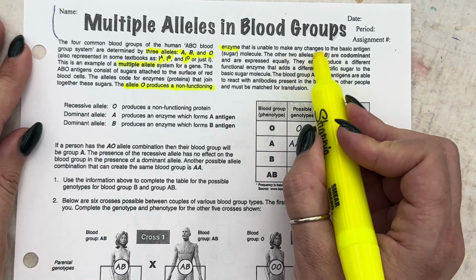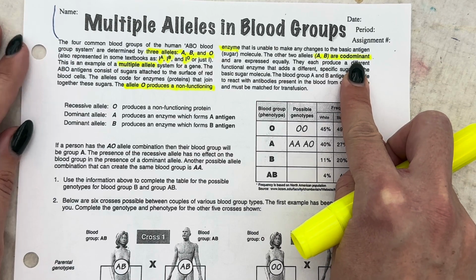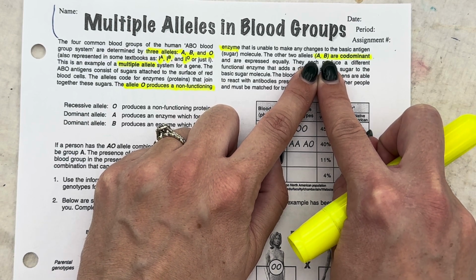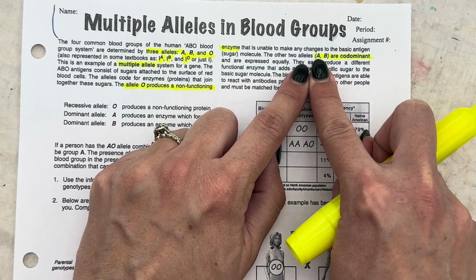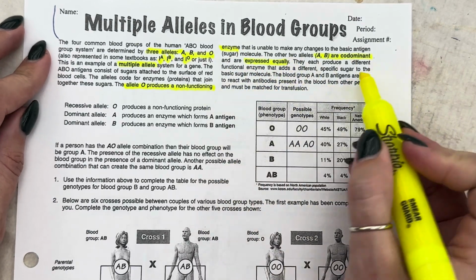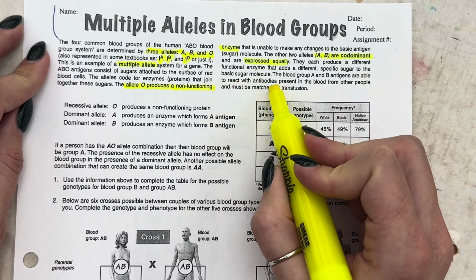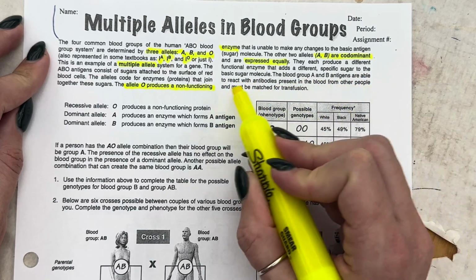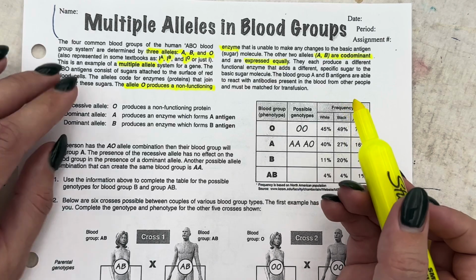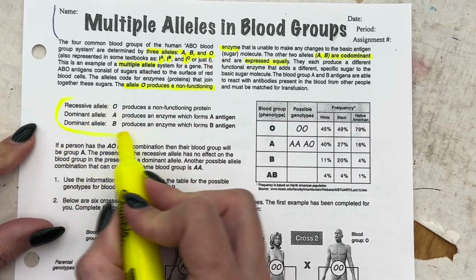The other two alleles, A and B, are codominant. Remember, codominant, what we talked about earlier, is where we have both of these alleles equally and independently expressed, in this case on the surface of the red blood cell. So there will be A antigens and B antigens on the surface. So they're expressed equally. They each produce a different functional enzyme that adds a different specific sugar to the basic sugar molecule. The blood group A and B antigens are able to react with antibodies present in the blood from other people. So you have to consider that when dealing with blood and transfusions. So this is important to note.